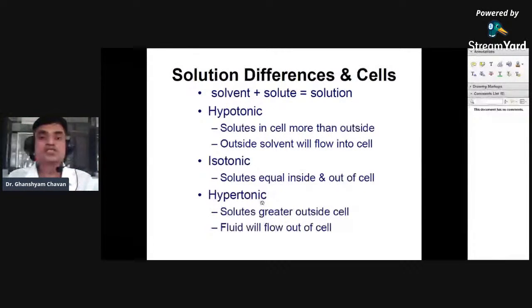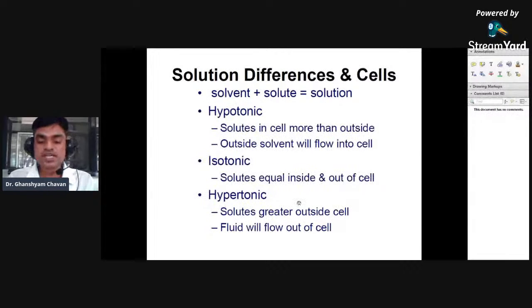Now next is hypertonic solutions. These solutions have more tonicity than our body fluids or blood. The solutes are greater outside the cell, inside they are less, and so the fluid will flow outside, from the cell to the outside. In this fashion, there are three types of tonic solutions.